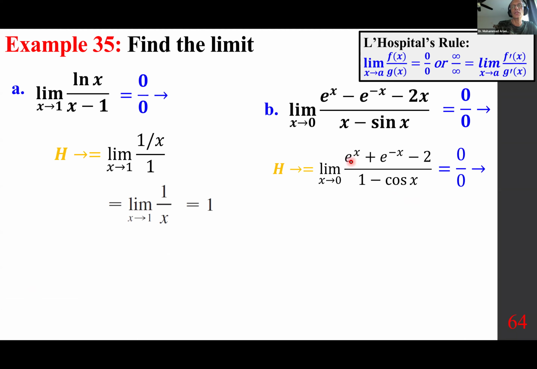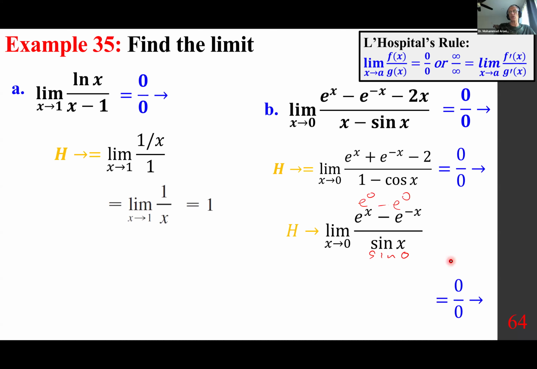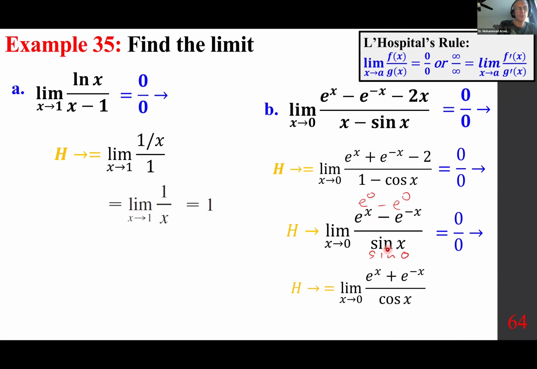So differentiate: this one is e to the power of x, this one is minus e to the power of x, minus goes away, and negative cosine gives you positive sine. Plug in. You get e to the power of 0 minus e to the power of 0 over sine of 0. 1 minus 1 is 0, sine of 0 is 0. Again, 0 over 0. Again, we can use L'Hopital's rule. This gives itself plus e to the power minus x, and sine gives you cosine. Now let's plug in.